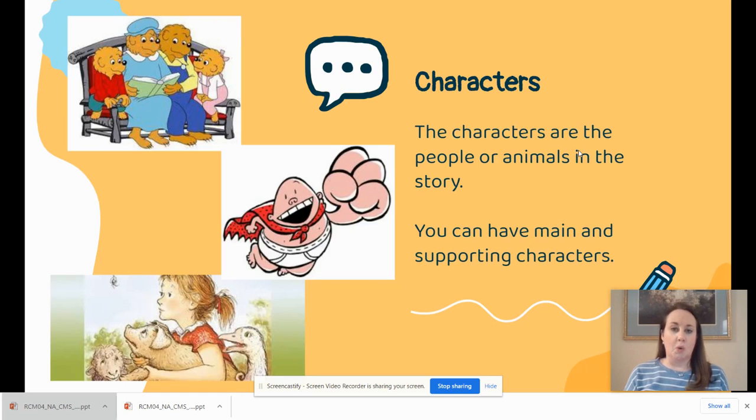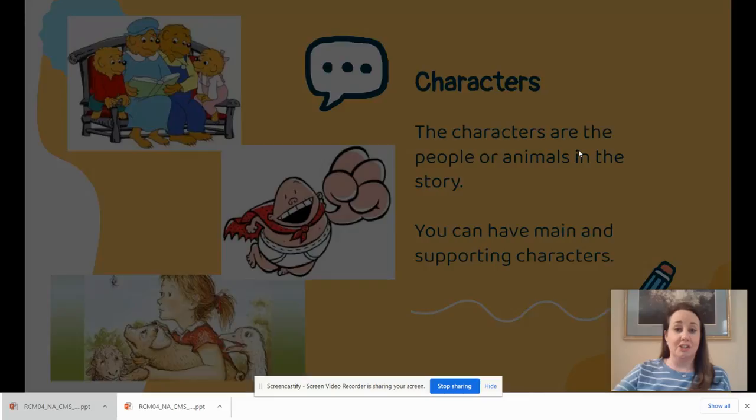When we look at stories, every story has a character. They can be the people in the story, they can be animals that are acting like people, or they can be objects that are taking on the role of people. I've listed a couple of pictures of some famous characters that you're probably familiar with. But every single one of them has done something in the book. They're either a main character or they are just a minor character.